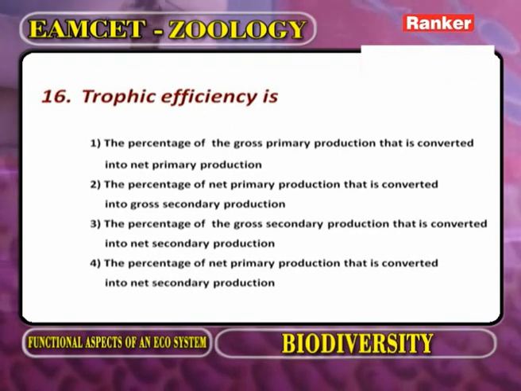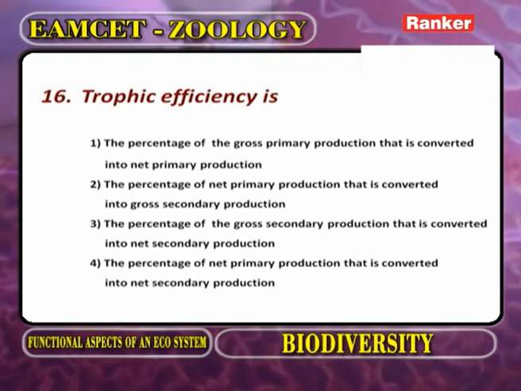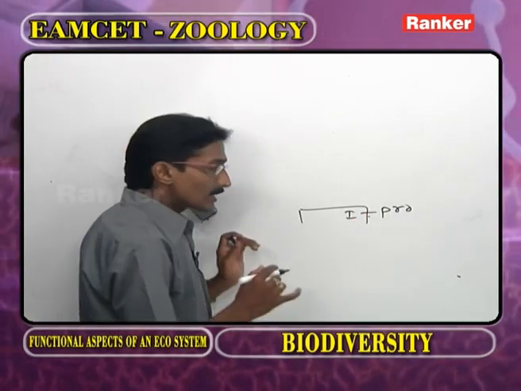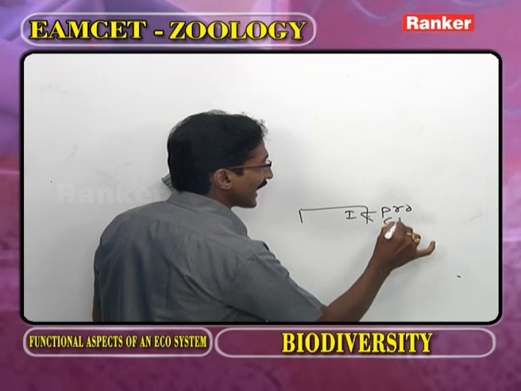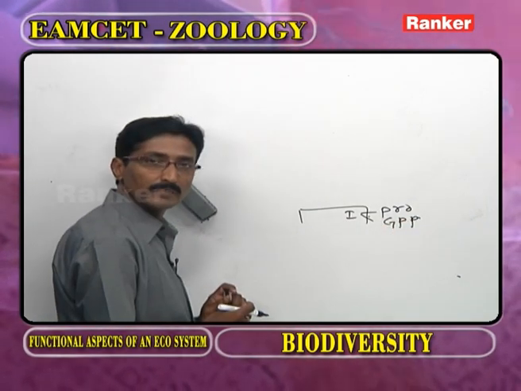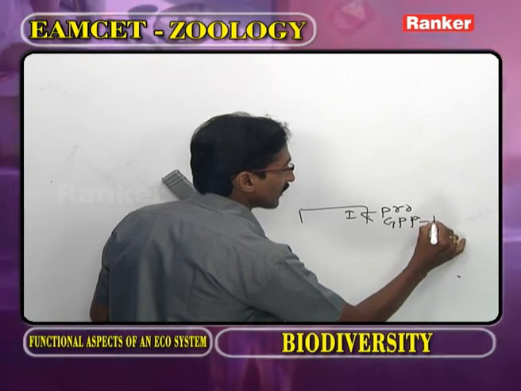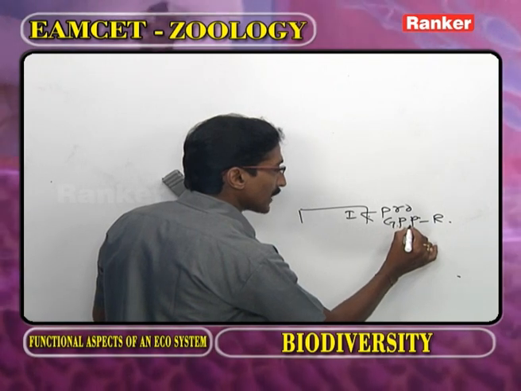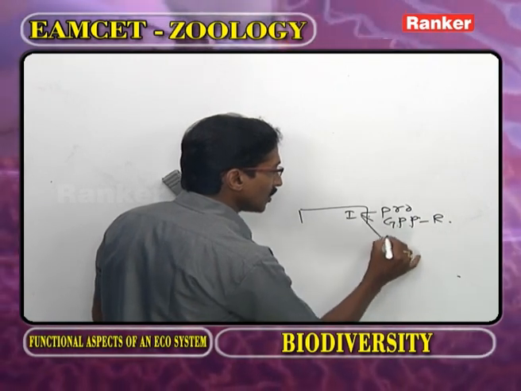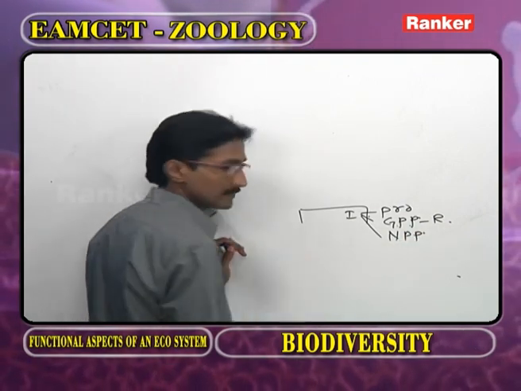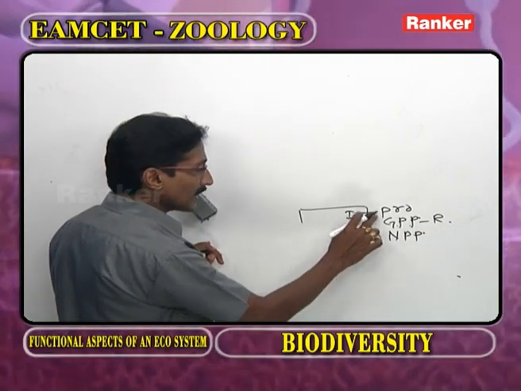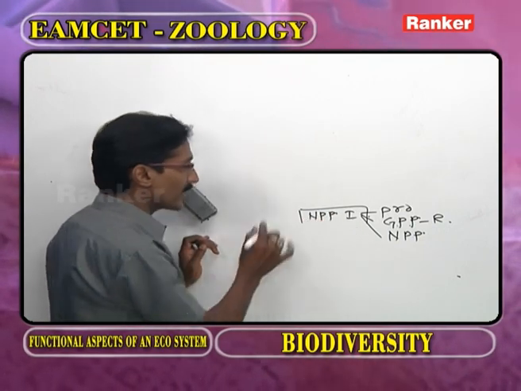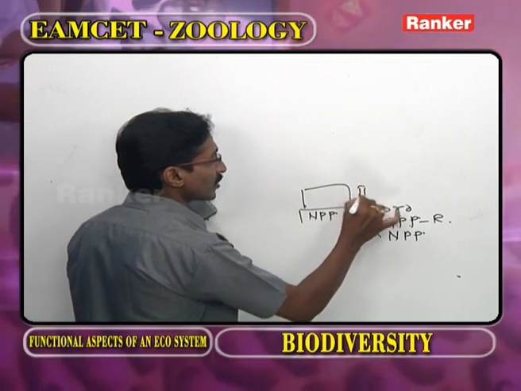As we observe, the first trophic level is occupied by the producers. The producers prepare the gross primary productivity, GPP. In the GPP, some productivity is utilized for respiration. So from the GPP, R is removed, and we get the NPP. Now in the first trophic level, in the producers' body, what type of productivity is present? Net primary productivity.